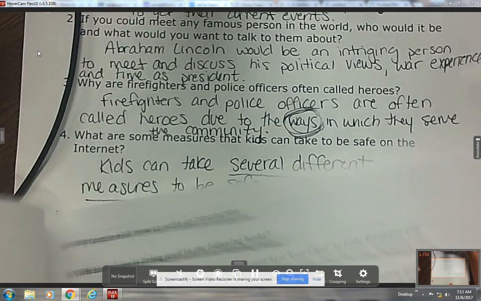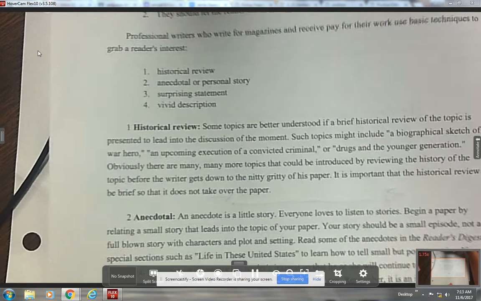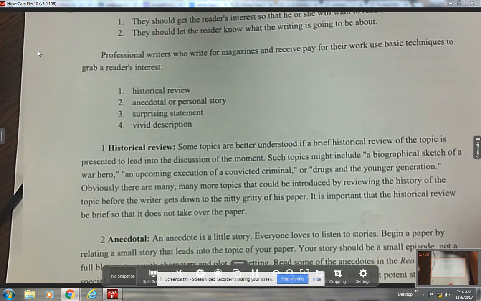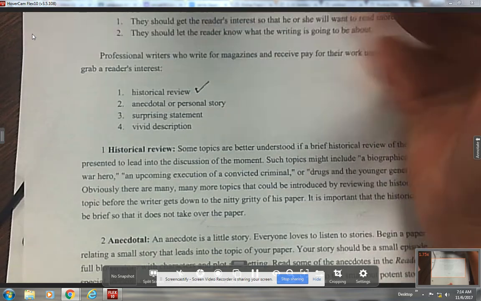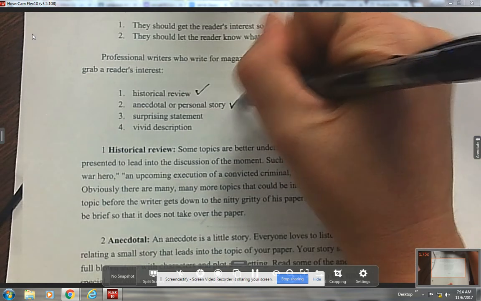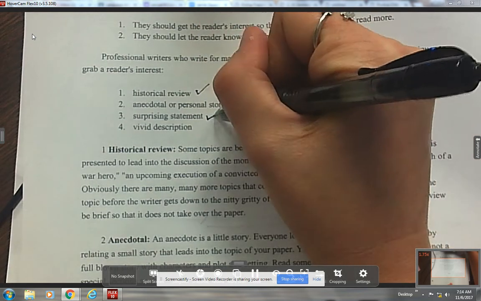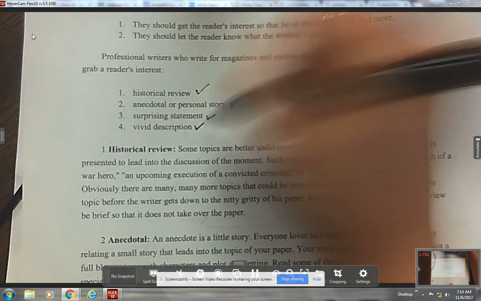Okay, so let's turn and look at some examples of hooks. There are 4 different hooks that we're going to use this year. We're going to use the historical review, the anecdotal or personal story, surprising statement, or the vivid description.